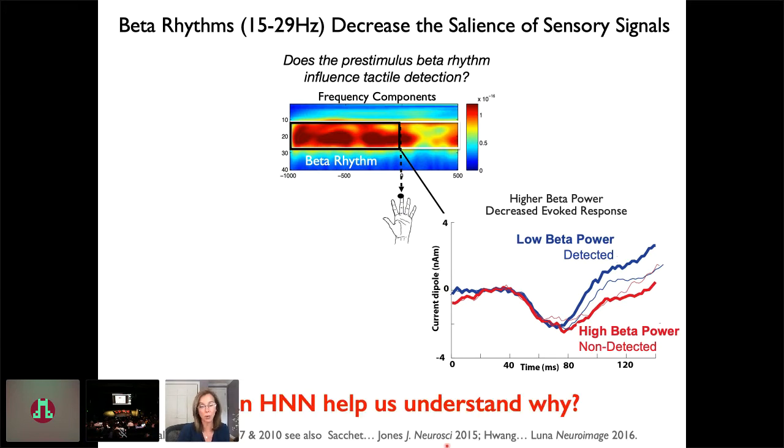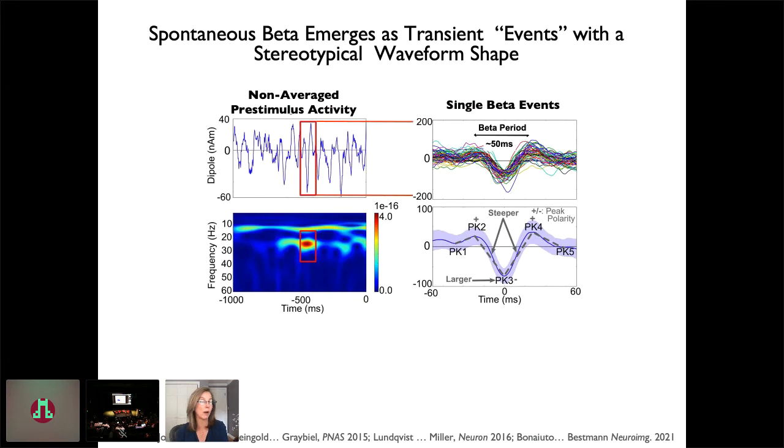And so the ultimate question we were interested in is, can HNN help us understand why? Can we use it to understand what are the mechanisms generating these beta rhythms? And why, when they're in place and I tap the finger, does it lead to a lower amplitude signal? And why does that correspond to the subject saying, I didn't feel the tap to the finger? And so before we can address this question, we're going to start by simulating the mechanisms that create these beta rhythms. But before we do, we have to take a closer look at what we're trying to simulate.